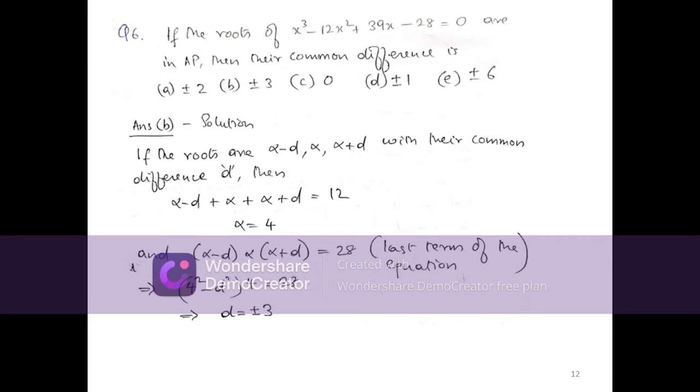According to the question, the roots of the polynomial x cube minus 12x square plus 39x minus 28 equal to 0 are in arithmetic progression. So let the roots be... How many roots can there be? How many roots are possible in this equation?